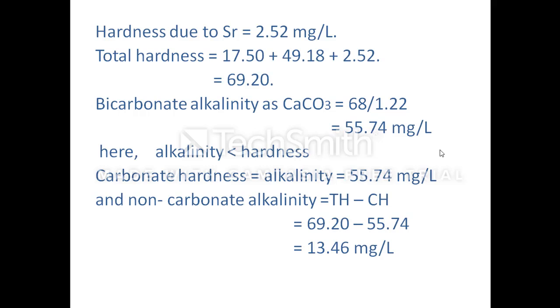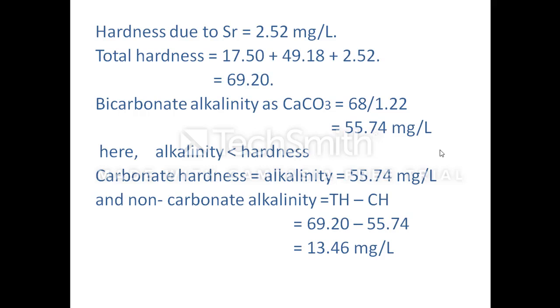As discussed in the previous lecture, total alkalinity as bicarbonate is equal to bicarbonate alkalinity into 1.22. So the bicarbonate alkalinity as calcium carbonate here would be equal to 68 divided by 1.22. That is equal to 55.74 mg per liter.